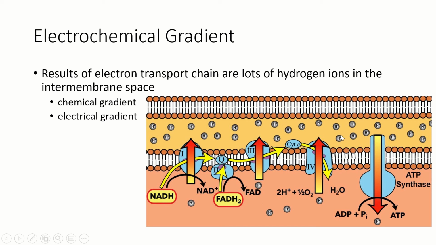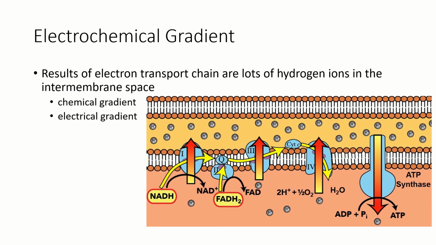What do you do with a concentration gradient? Well, a concentration gradient is a form of stored or potential energy. We can use that potential energy, transform it into kinetic energy, and use that kinetic energy to do stuff, and that's what we're going to do.